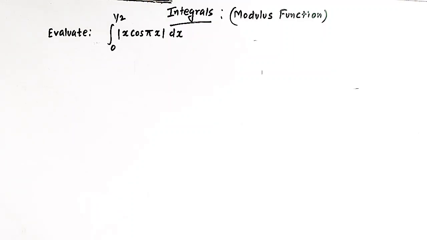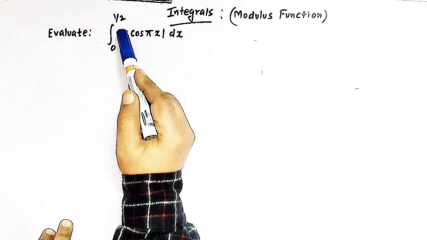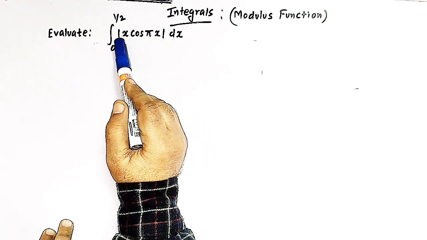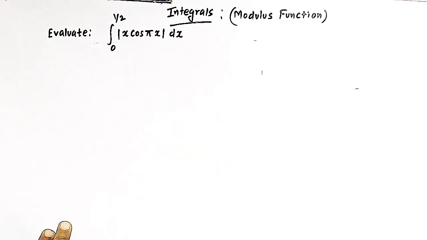Hello viewers, in today's session we are going to discuss an important and conceptual problem from definite integrals involving the modulus function. So here we have to evaluate this definite integral where the limits are from 0 to half and the integrand is a mod function, right? So here we have mod of x times cosine pi x dx, and we will solve this definite integral using three important concepts, including the method of substitution in integration, right?